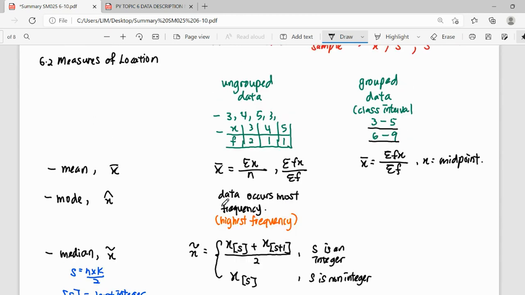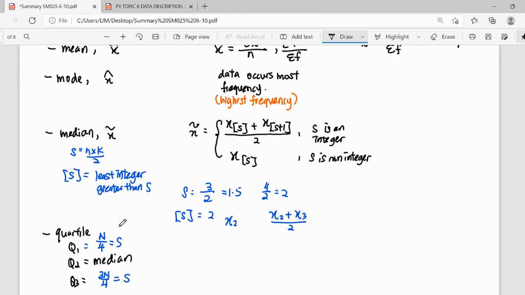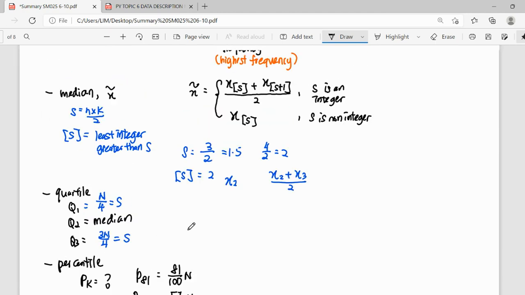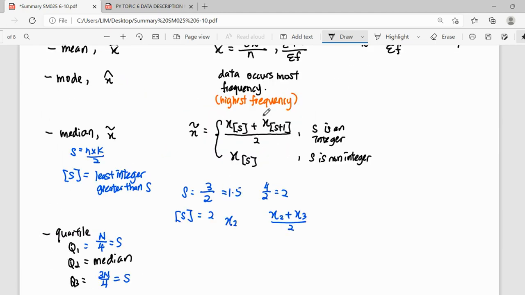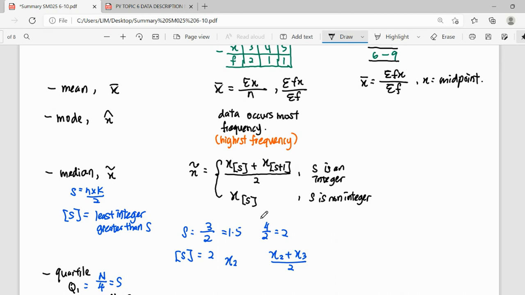So you can notice that measurement of location is talking about tempat. You need to find out the place first, then only you can read out the data. You cannot directly read the data straight away. So that will be our measurement of location for ungrouped data. For grouped data, there will be a difference. Their formula will be different.